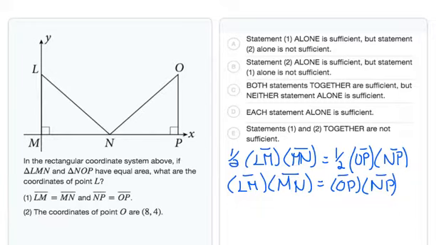If LM is known, the coordinates of point L can be determined. So we either need to find out what the coordinate points of L are, or we could determine the length of LM, because that would tell us what the coordinate points were. So either of those will be sufficient if we can find out that information using the given statements. So we're going to go ahead and consider statement 1 first.